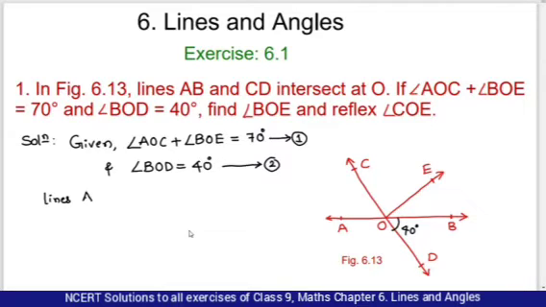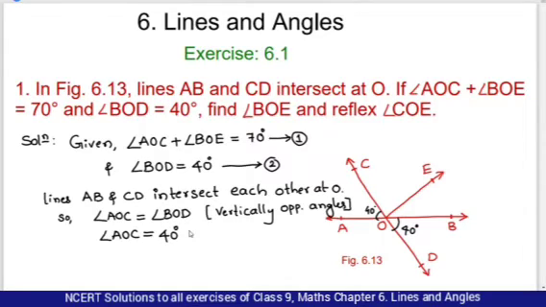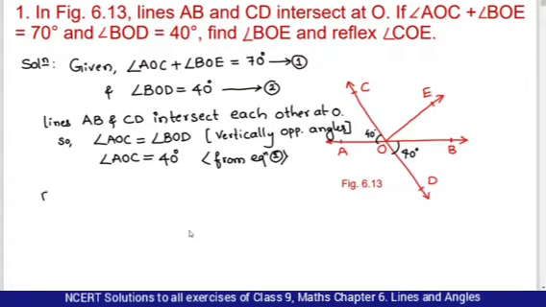Now lines AB and CD intersect each other at O. So, angle AOC is equal to angle BOD because both are vertically opposite angles. You can observe the figure. Angle AOC is equal to angle BOD, vertically opposite angles. Therefore, we can say that angle AOC is also equal to 40 degrees. This is from equation 2. Now, equation 1. That is, angle AOC is 40 degrees now.